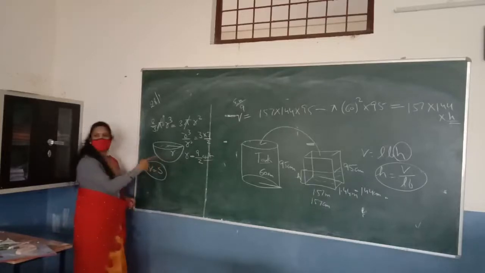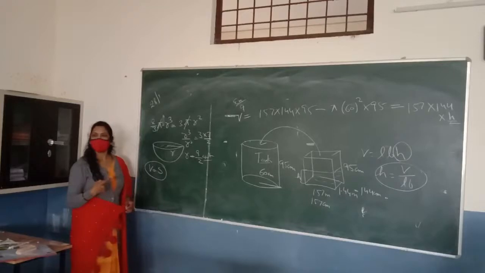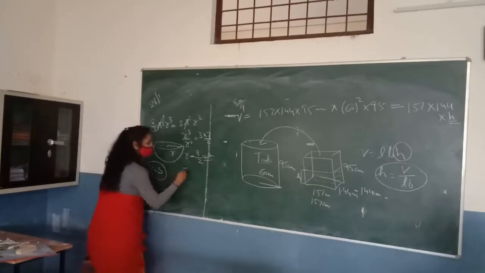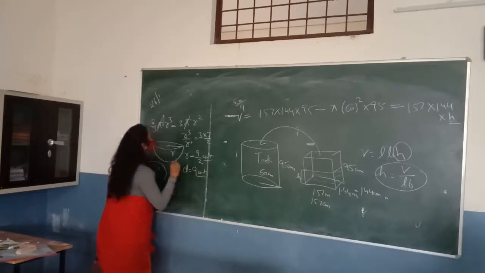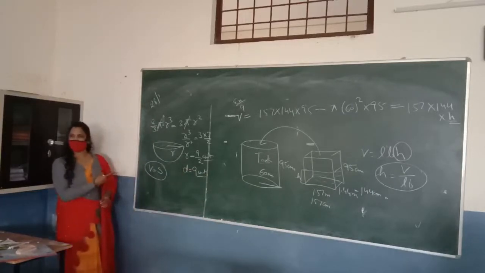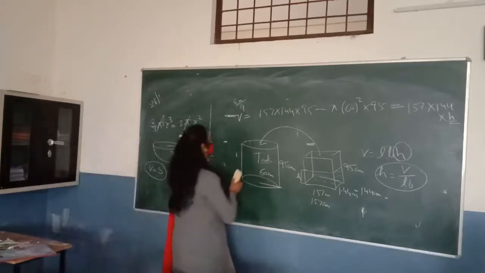This is the radius. Mansi, how can you find the diameter? Diameter is twice the radius, so it will be 9 unit. This is the diameter of the hemisphere. Clear? Please start with this question. Now the next one, Prashant. I got it. Go ahead.